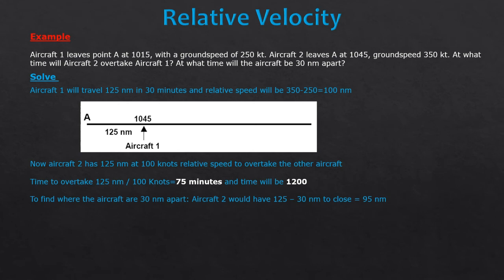To find when the aircraft are 30 nautical miles apart, aircraft 2 would have 125 minus 30, that is 95 nautical miles. Now again 95 nautical miles with a relative speed of 100 knots, it will be 57 minutes. So the time that the aircraft are 30 nautical miles apart is 11:42. If you add 10:45 plus 57 minutes, that is 11:42.